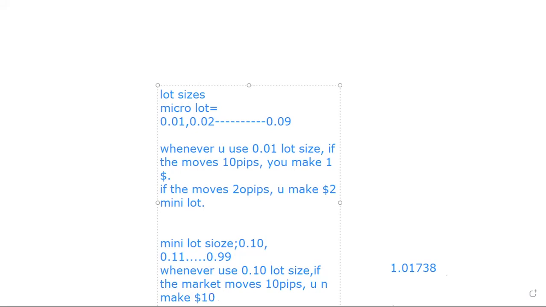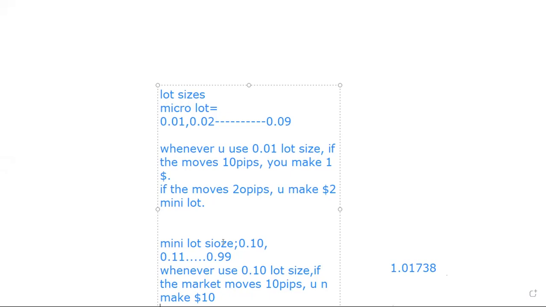Now, if the same market moves 20 pips, how many dollars will you make? Good. If the market moves 30 pips, $30. So let's say you had a $100 account. You are now using 0.10 lot size because you saw somebody's account making big money. With a stop loss of 30 pips, this person would have lost $30 out of the $100.